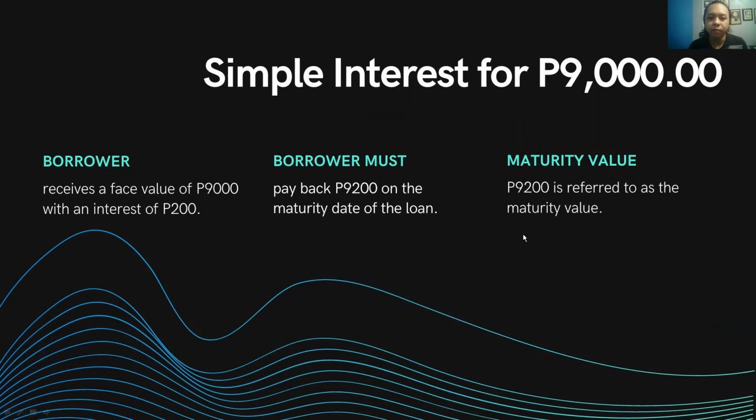In our last topic, simple interest note, if a borrower receives 9,000 pesos with an interest of 200 pesos, the borrower must pay back 9,200 on the maturity date of the loan. This 9,200 is referred to as the maturity value. As you can see, in simple interest, we add the face value and the interest to get the maturity value.